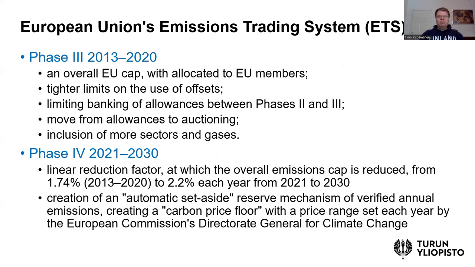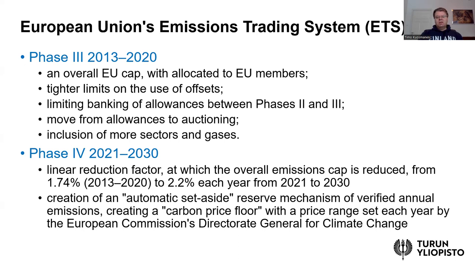Then there was phase three, which covered the period of 2013 to 2020. There started to be much tighter limits, and there was inclusion of more sectors and more greenhouse gases than just carbon dioxide. Especially important was that instead of grandfathering the emissions, a larger share of these permits were auctioned. So slowly but surely, this trading system has become more and more stringent, with tighter limits and more serious abatement targets.